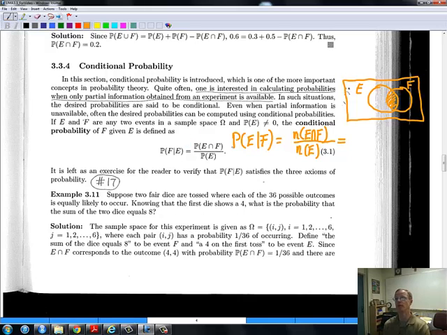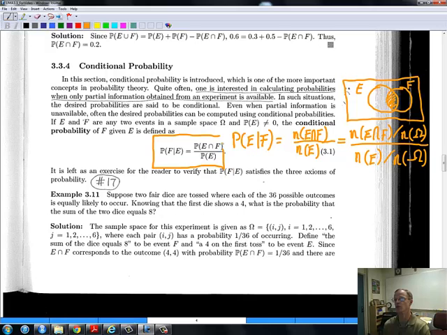That's not the formula given here, so if we just do one thing, n of E intersect F, I'm going to divide by n of big omega. So we have n of E intersect F over n of big omega, all over n of E over n of big omega. You'll notice the top is the probability of E intersect F, and the denominator is the probability of E. These n of omegas cancel each other out. So that's where this formula comes from.